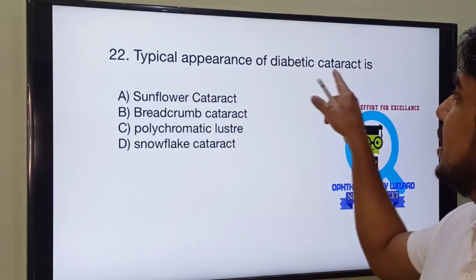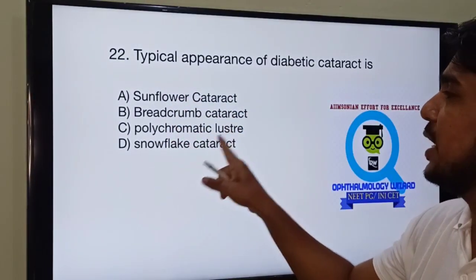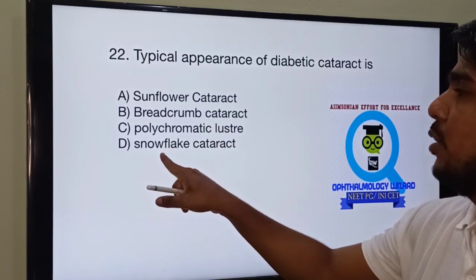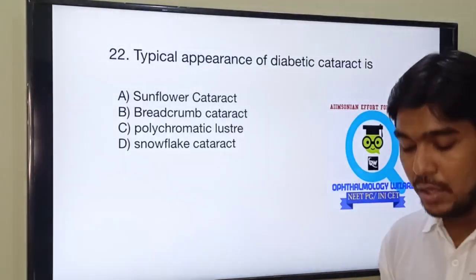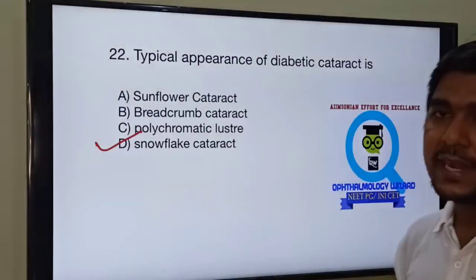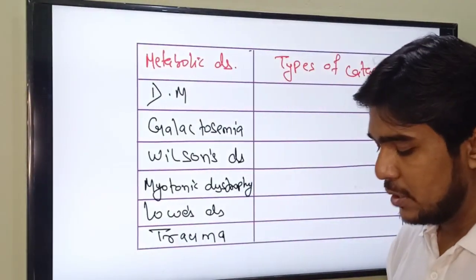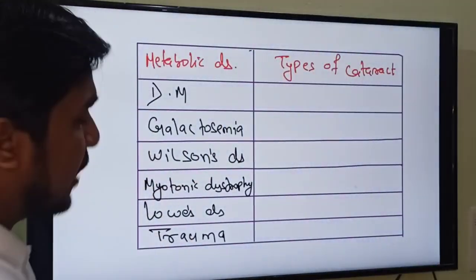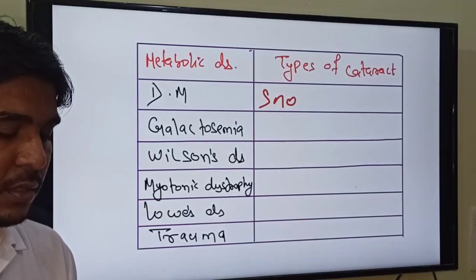The typical appearance of the diabetic cataract is, any answer? Sunflower, breadcrumb, polychromatic luster, or snowflake cataract. The answer is snowflake cataract, right? You need to know the different metabolic products. Now coming to this, in diabetes mellitus, as we know, this is the snowflake.